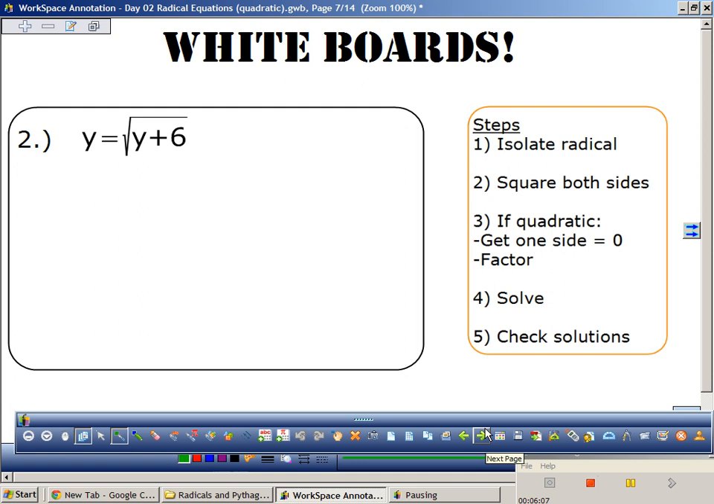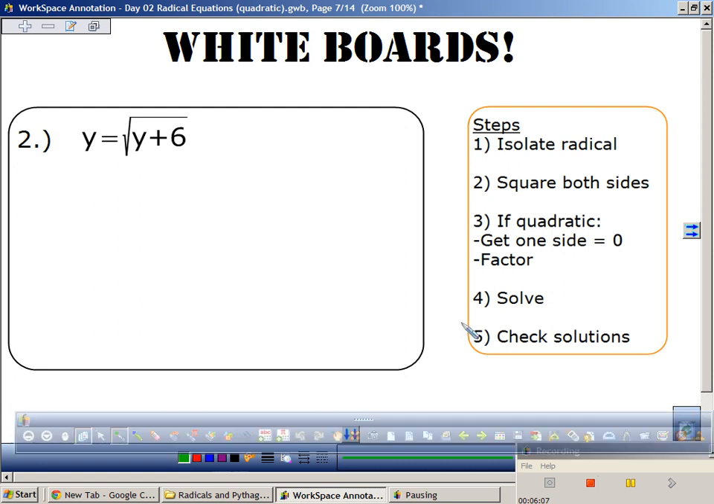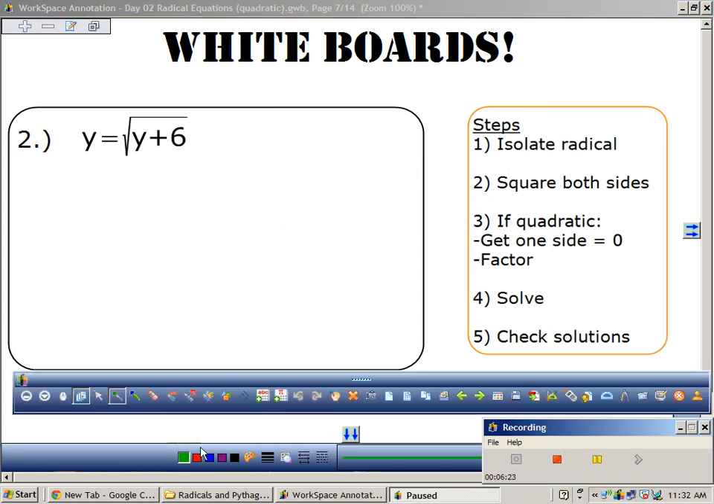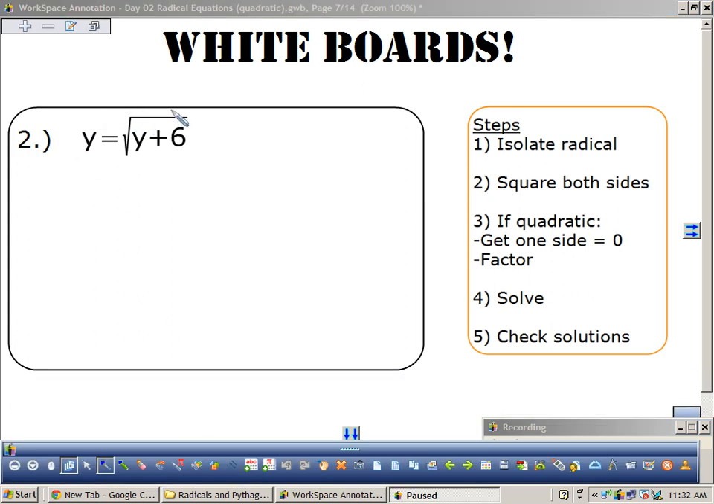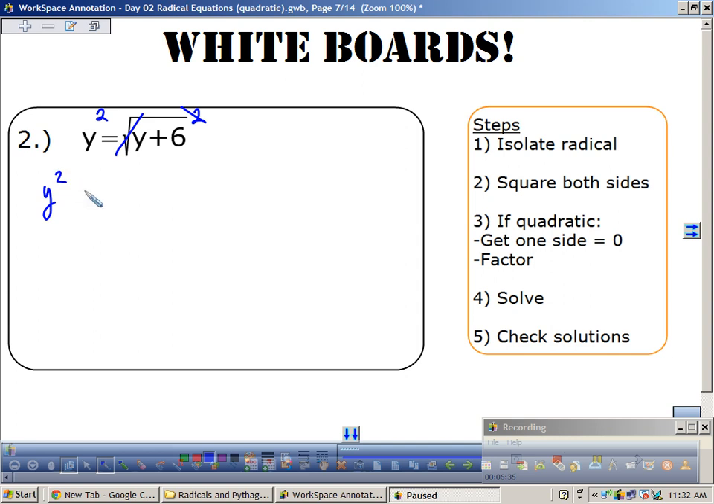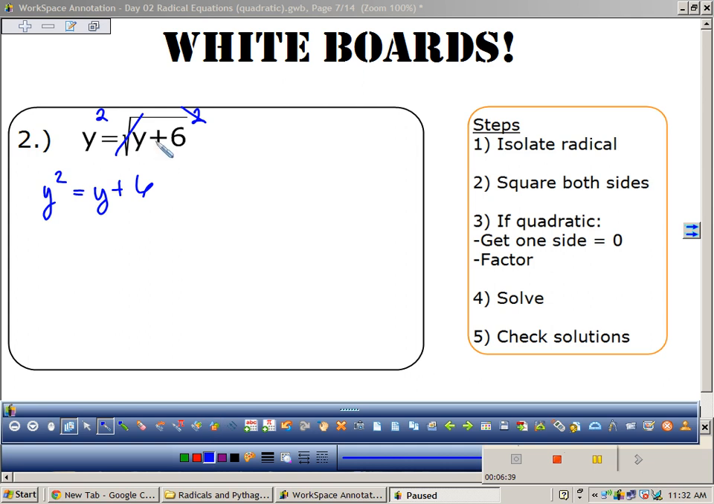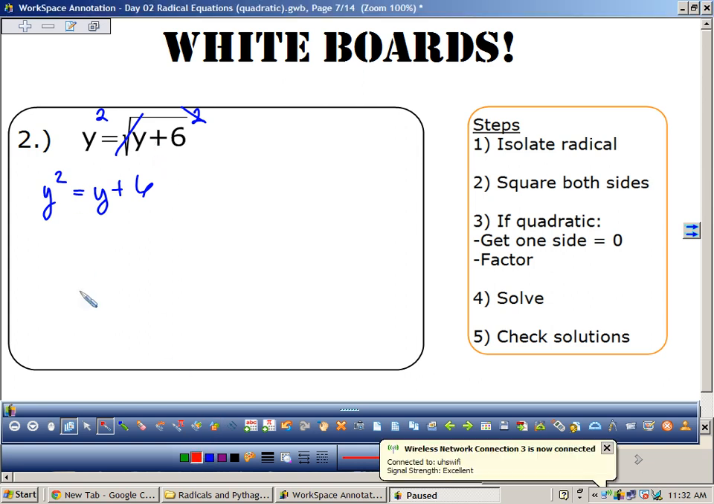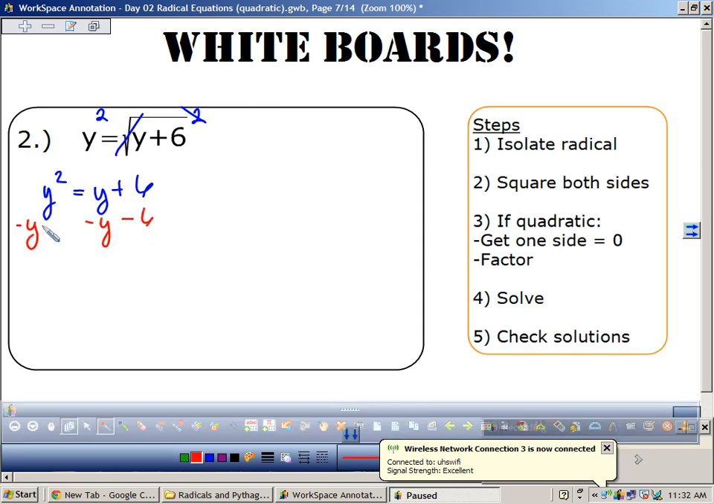All right, let's go to the next example. Why don't you guys try this one? What's your first step? All right, so my first step is to square both sides. When I square a radical, it cancels. I'm left with y squared equals y plus 6. It says plus right there. Then what do I do? Subtract both of them from both sides.